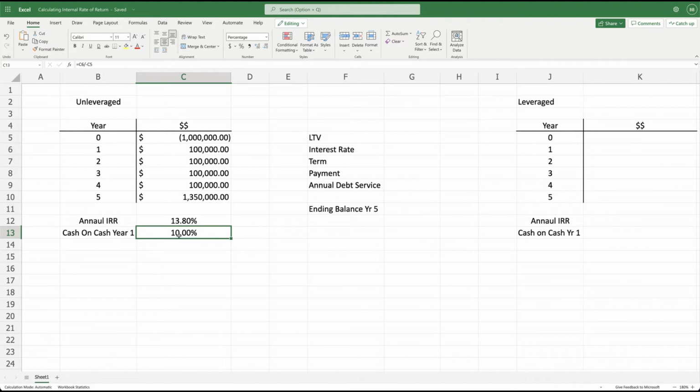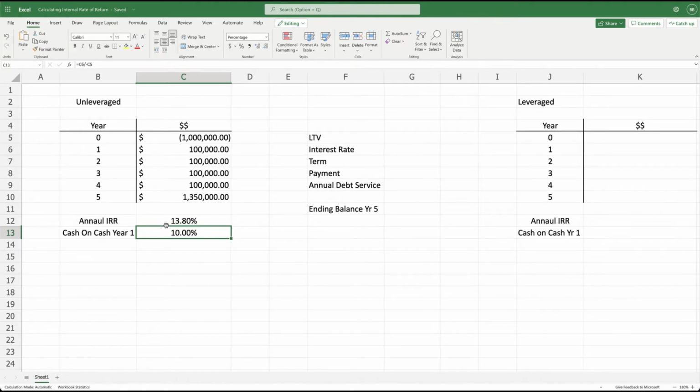The annual internal rate of return is 13.8%. And that is because we have this large hit at the end of year 5. And so what this 13.8% is telling you is that for 5 years you have $1 million of your cash in this deal, and on average it's making you 13.8% every year that your money is in this deal, in this case for 5 years.